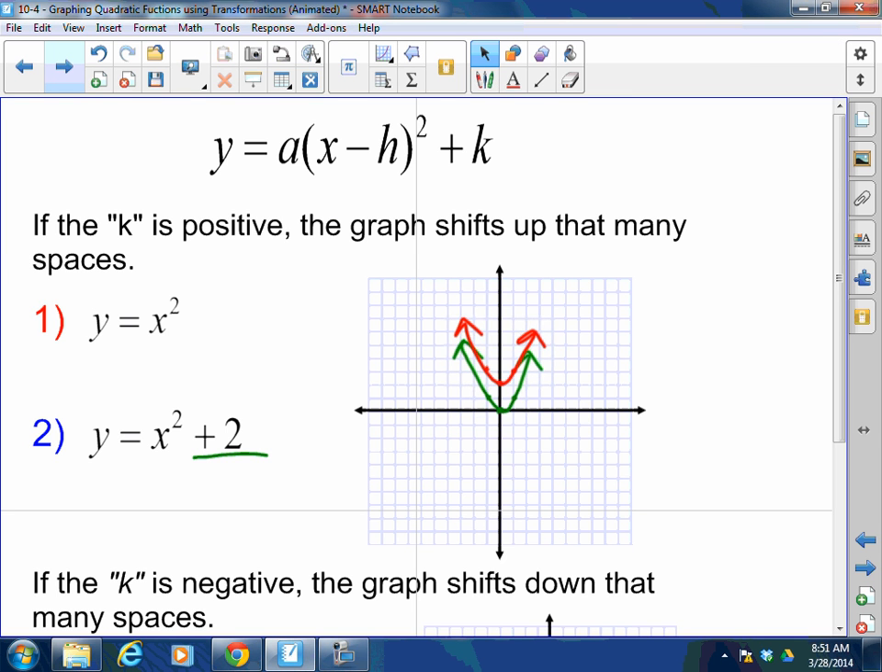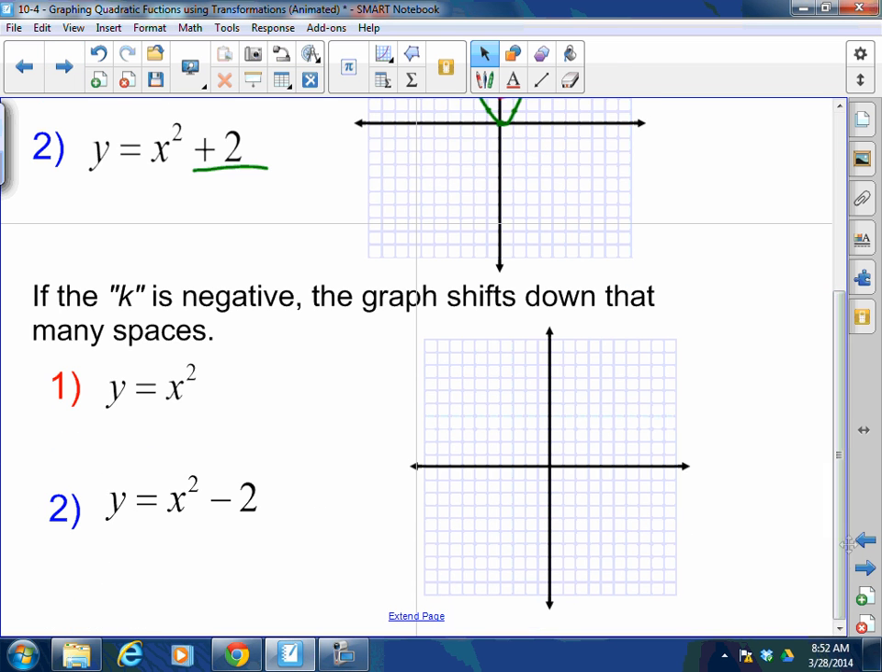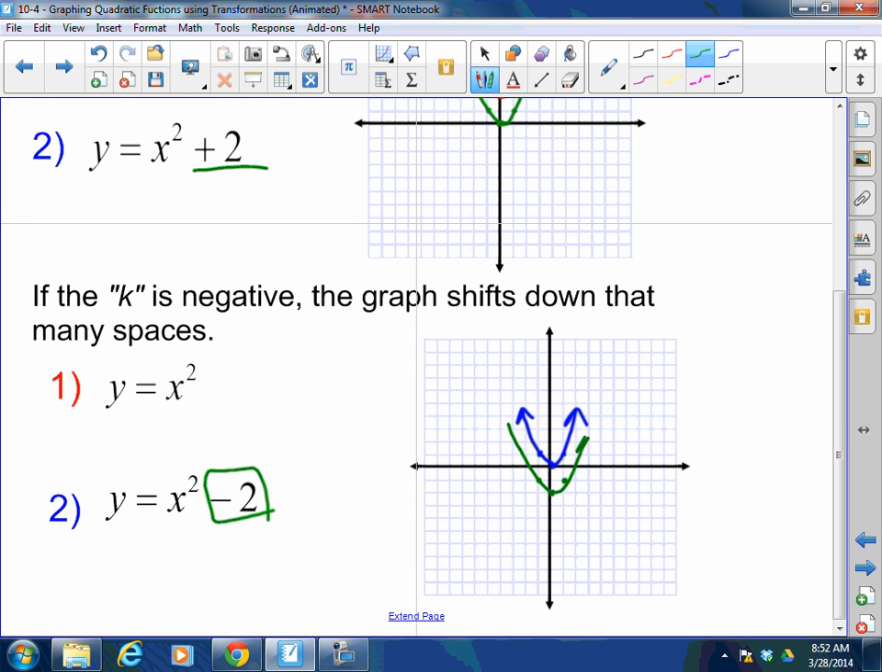Shifted. Does that make sense? If k is negative, this is not opposite. It just goes down that many spaces. So y equals x squared: 0, 0, 1, 1, negative 1, 1. That's my graph. But I'm shifting down 2. Notice it's away from the x squared. It's not in parentheses. So I'm going to go down 1, 2, down 1, 2, down 1, 2, and that's my new graph.